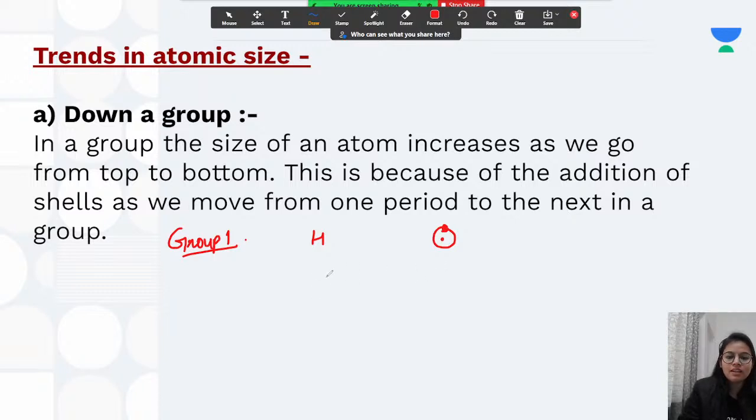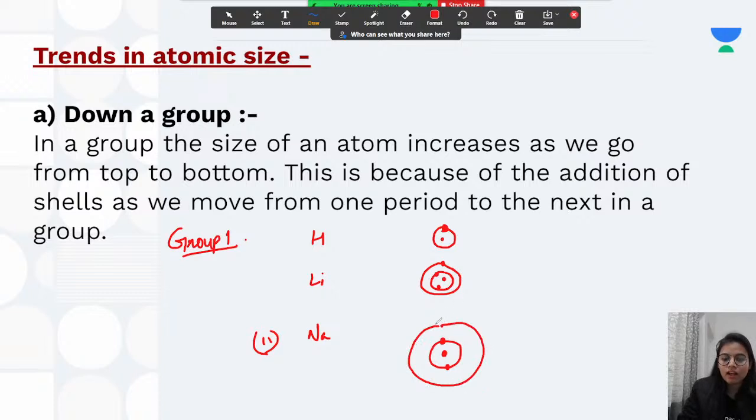Next, if I take the case of lithium, the atomic number is 3 and it has 2 shells. So one nucleus, this is the shell, and this becomes another shell. Here we will have 3 electrons. Next, if I take the case of sodium, what will happen? I will have one nucleus, one shell having 2 electrons. The atomic number of sodium is 11. So again, in the second shell, I will obviously have 8 electrons, and in the outermost shell, I will have 1 electron.